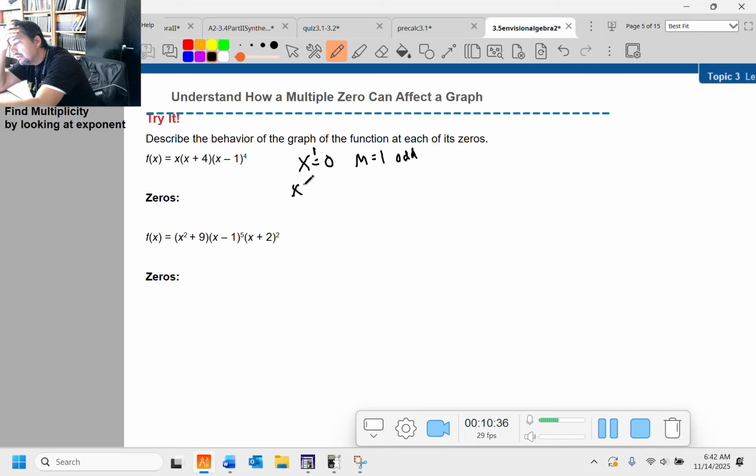Here's a 0. x plus 4 is the factor, so x equals -4 is the 0. And again, that x had an understood first power, so its multiplicity is 1, which is also odd.